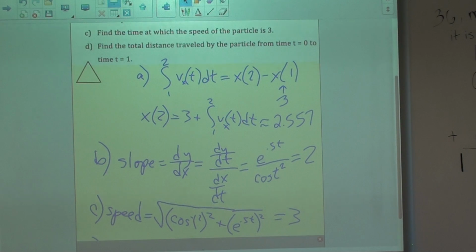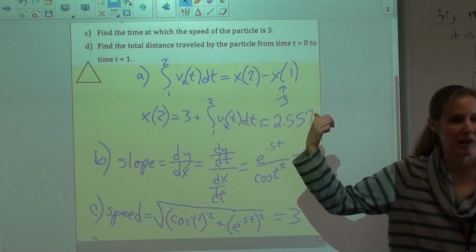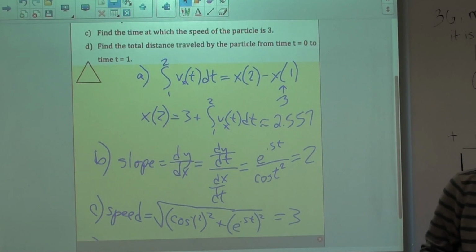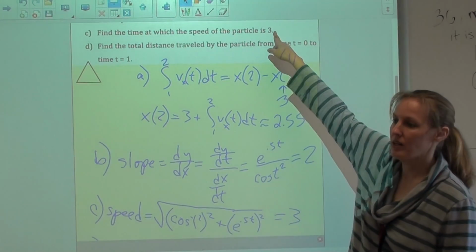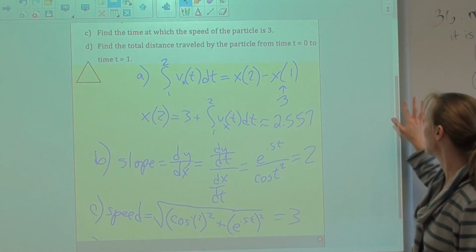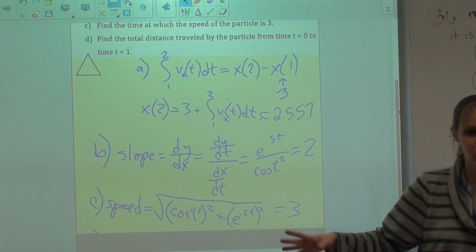Yes, Dylan? Don't you need a number for part B though? Yeah, I told you, I haven't written the actual answers. I'm going to pull up the actual answers in just a minute. Oh, so 3 isn't the answer. No, that was the question. When is it 3? Okay. Guys, I'll show you the answers in a second. I'm just getting you walking through the setup and then we'll check in.